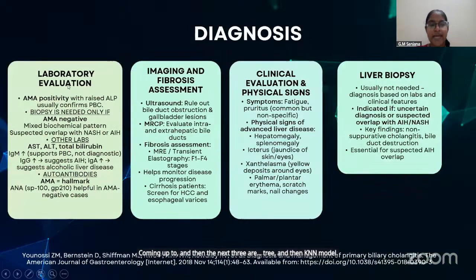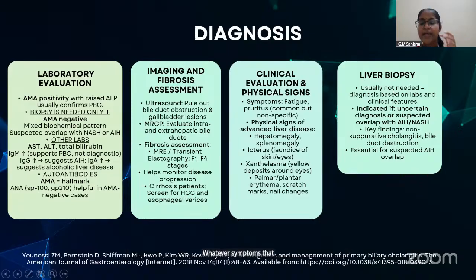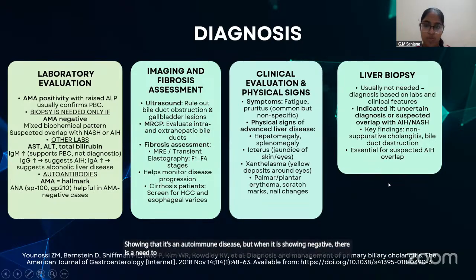The diagnosis can be done by laboratory evaluations with positive AMA, ALT, bilirubin, with imaging such as ultrasound, knowing how the liver is functioning, clinical evaluation and physical signs by whatever symptoms have been seen, and a liver biopsy only if it is needed. Mostly it goes with AMA positive, showing that it's an autoimmune disease, but when it is negative, there is a need to take a liver biopsy.